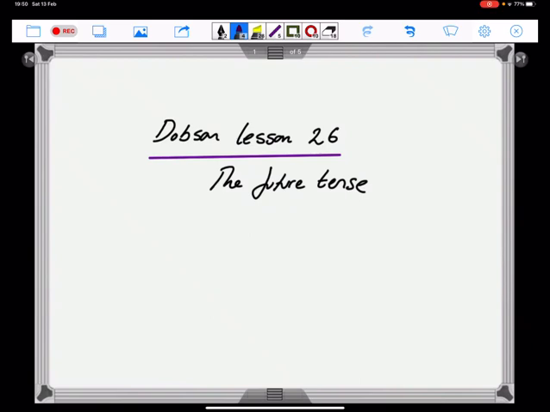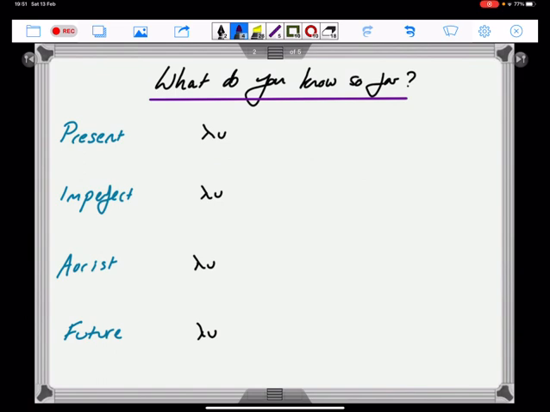Dobson Lesson 26 introduces you to the future tense in Greek. What do you know so far? You know luo in the present. You know about two past tenses, augmented, one of them marked by a suffix, and then two similar but different sets of endings.